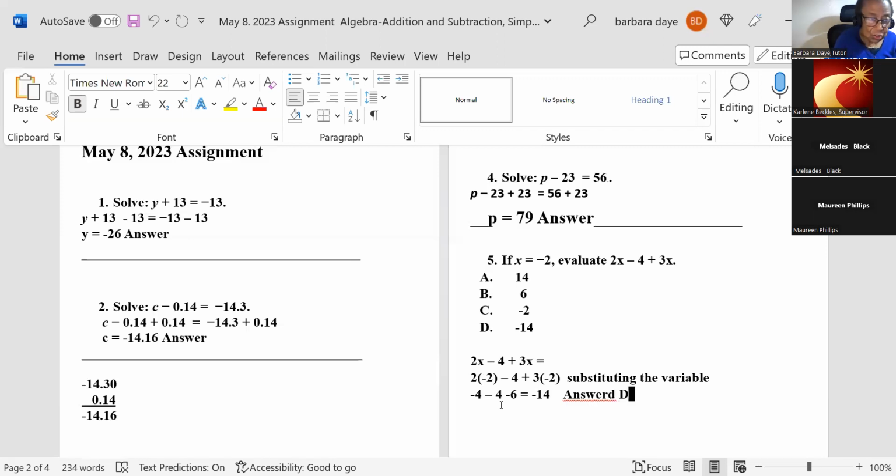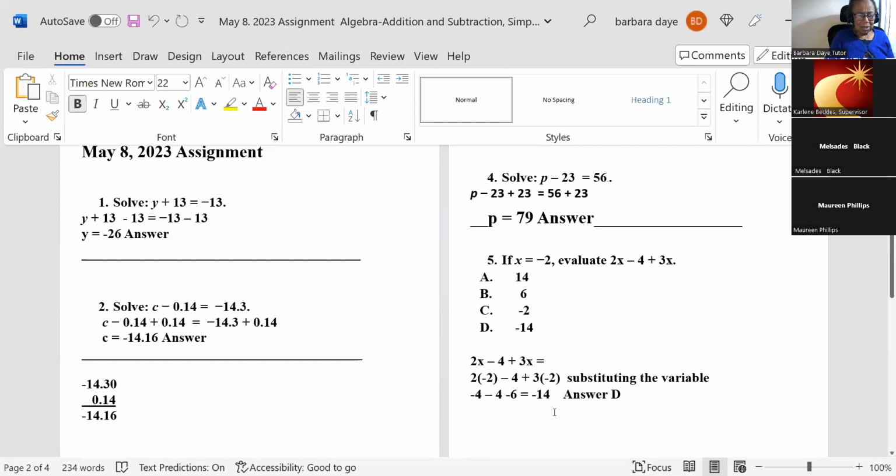Now, Mercedes, you had C. How did you get C? Because I did it wrong, miss. Well, what did you substitute? Did you substitute the minus 2 for the x? And then I forgot about the 3.